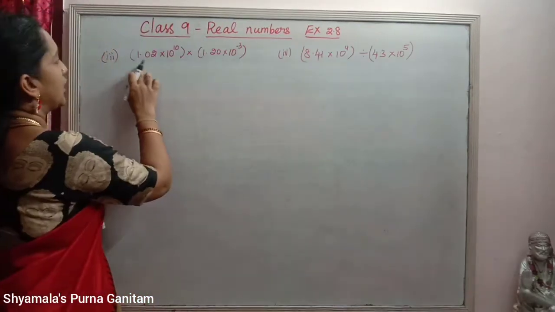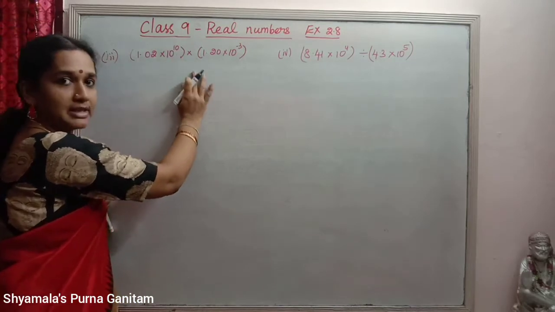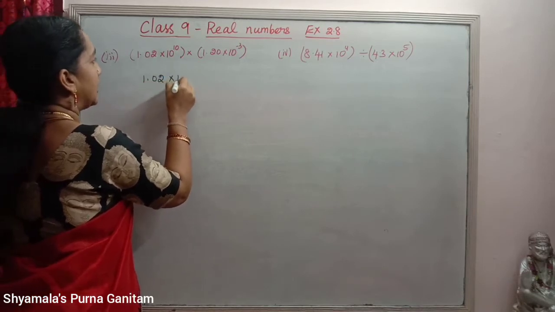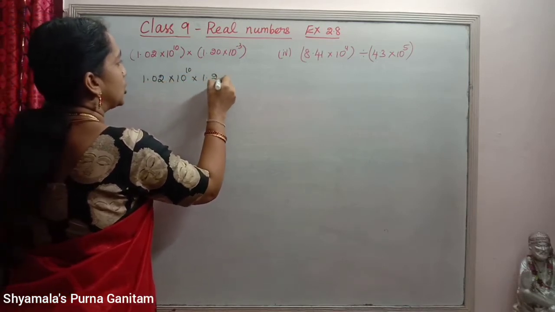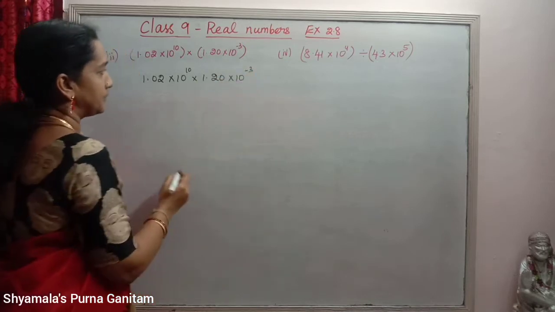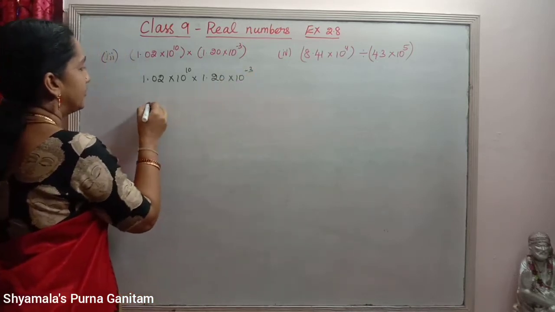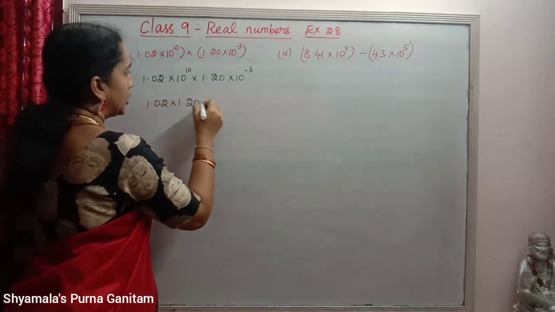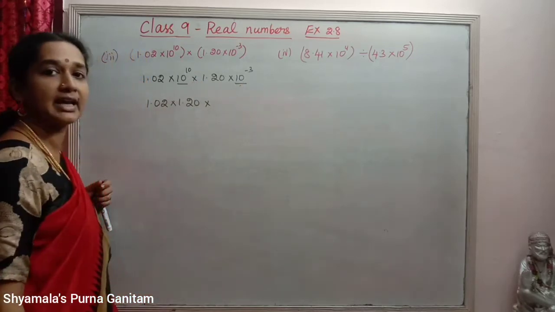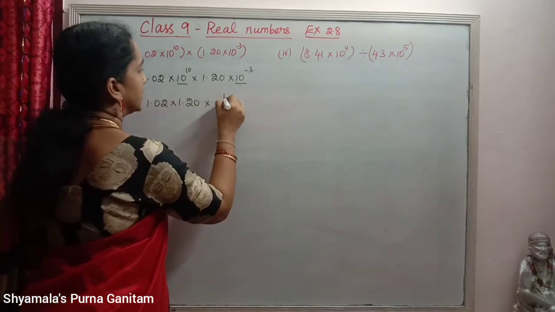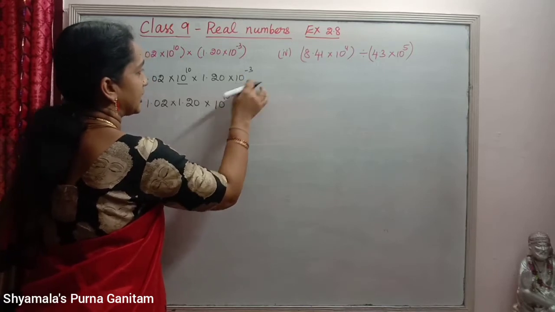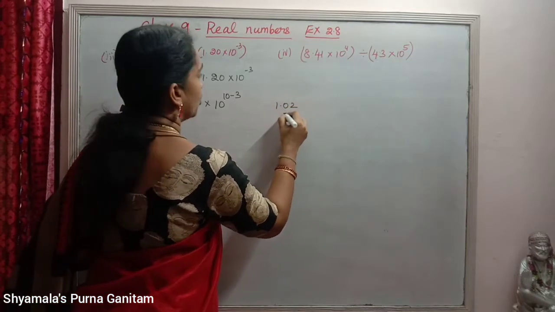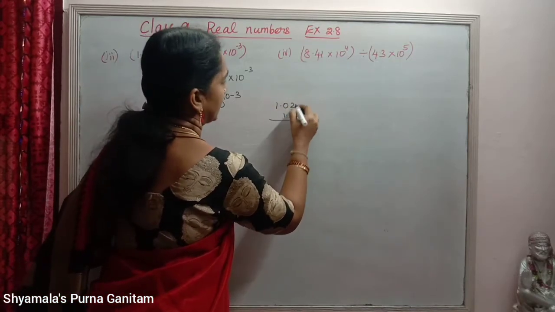Next sum is 1.02 into 10 power 10 into 1.20 into 10 power minus 3, a multiplication. The 1.02 and 1.20 we will combine together. Since we have the same base, we can add the powers: 10 power 10 minus 3. Now we have to multiply 1.02 by 1.20.